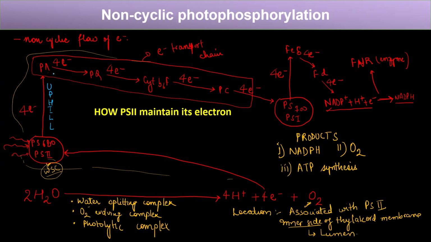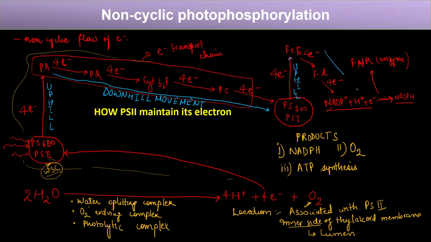But this movement from PA till PC till PS700 is known as downhill movement, because in this case no energy is required. And again, from PS700 to FES, this is again uphill. You can simply learn it from the directions: if it is going upward, it is uphill, and if it is going downward, it is downhill.